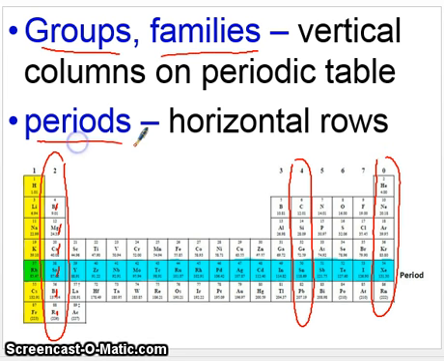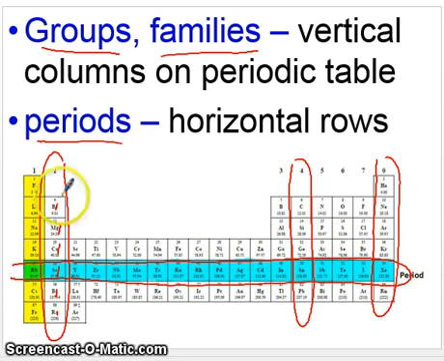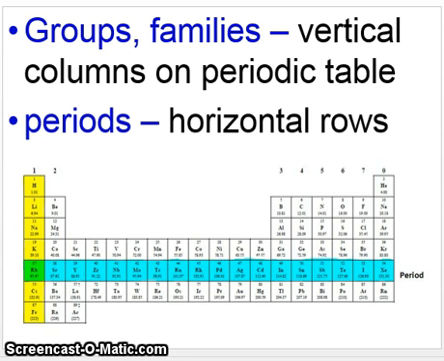The other thing is periods, and periods are actually the horizontal rows. So here's a period, period 5, for example. Here's period 2, and the periods are numbered 1, 2, 3, 4, based on the shell. Remember, the electronic arrangement is represented by that number. So these are your horizontal rows.